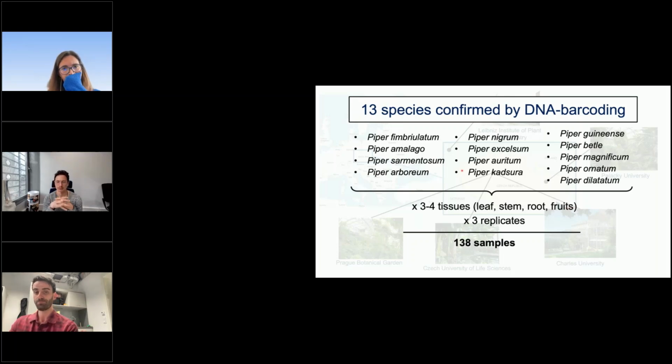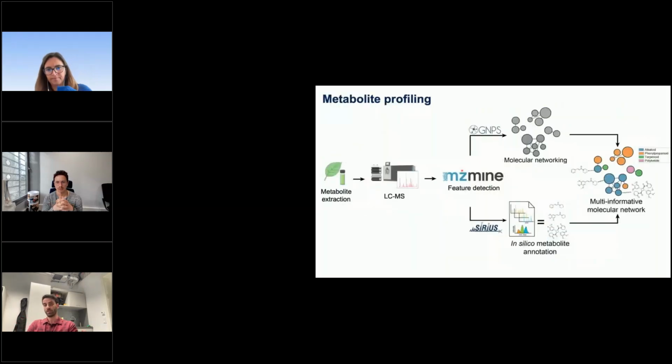And then from each species, we collected 3 to 4 tissues: leaf, stem, root, and fruits when available, in triplicates. And the next thing we did was to profile the metabolic content of all these samples using untargeted metabolomics. And this is a schematic representation of the workflow we normally use to analyze our untargeted metabolomics data. So very briefly, after the data acquisition, we used the MZmine software for what is called the feature detection step.